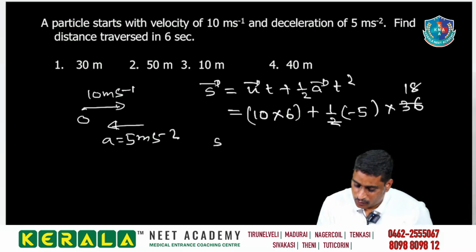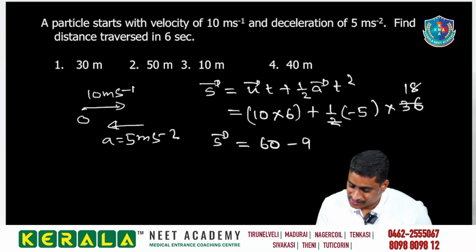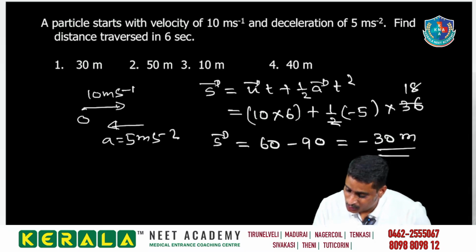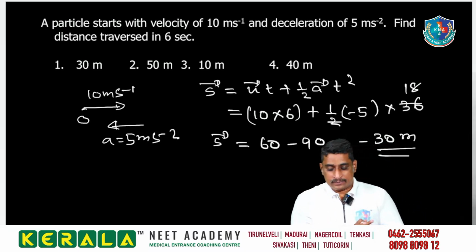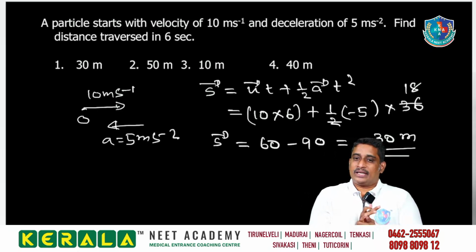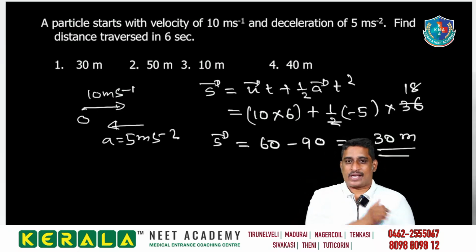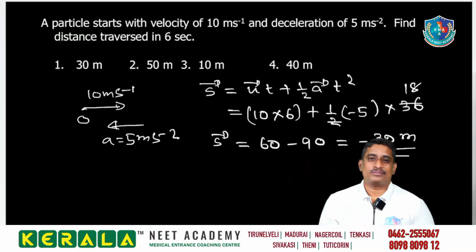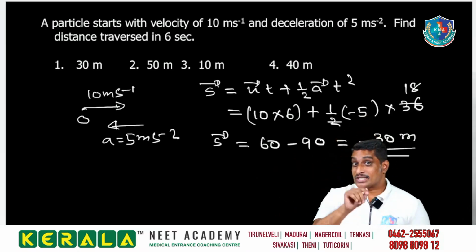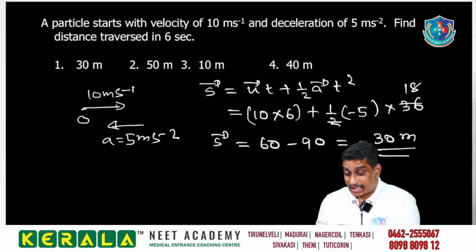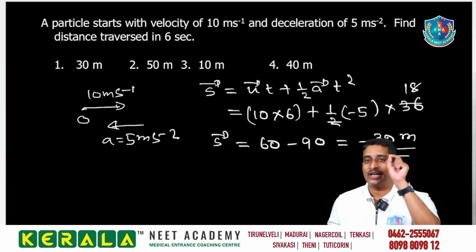Therefore, S bar will be equal to 60 minus 90, so that will be equal to minus 30 meters. What does it mean? Here, the particle is projected along the positive x-axis. It is undergoing retardation. After 6 seconds, the location of the particle is 30 meters from the origin. We got it as negative.